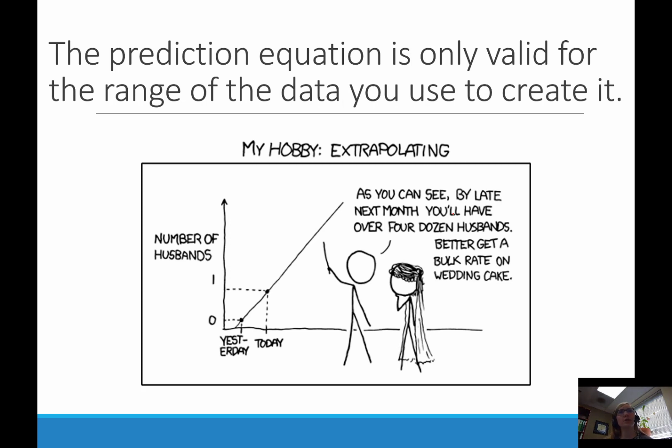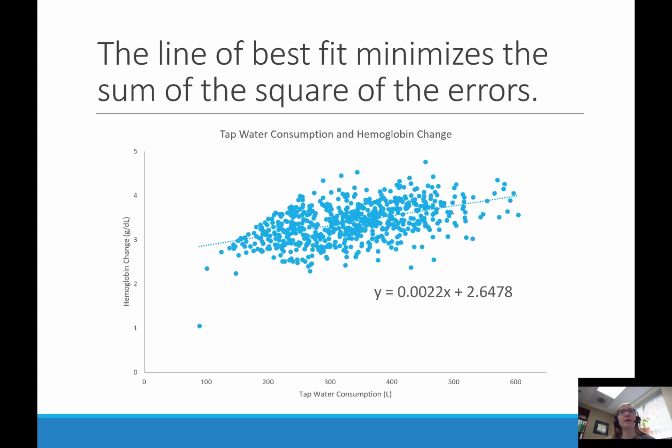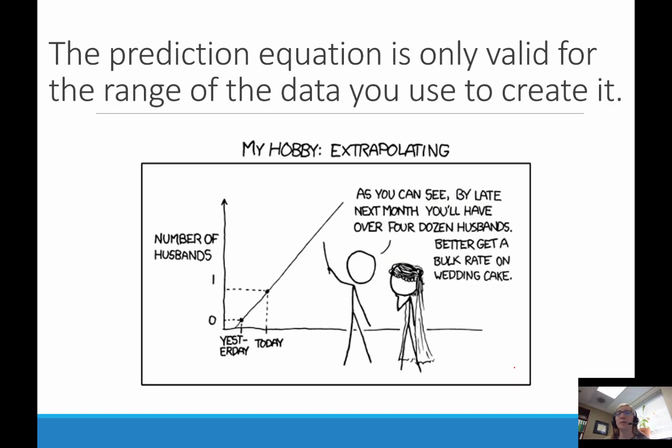This means that the prediction equation is only valid for the range of data you use to create it. Looking back at our scatter plot, we see that our x values range from around 100 to around 600. Therefore, if the woman drank less than 100 liters or more than 600 liters of tap water, we cannot accurately predict her hemoglobin change based on our model, as we only use the range of values from 100 to 600 liters to create the model. Otherwise, we could end up with some odd results.